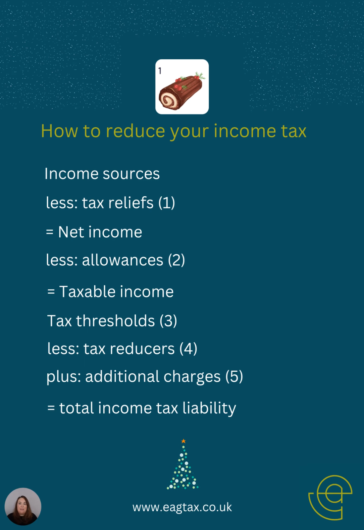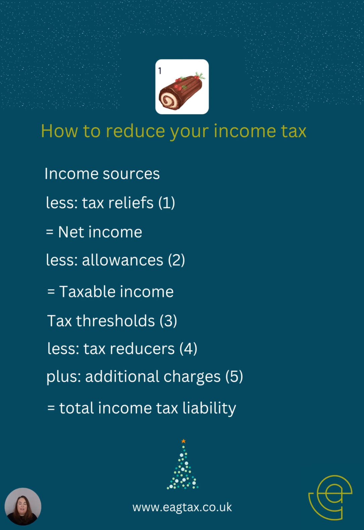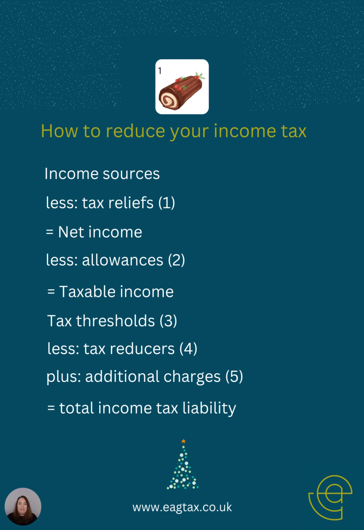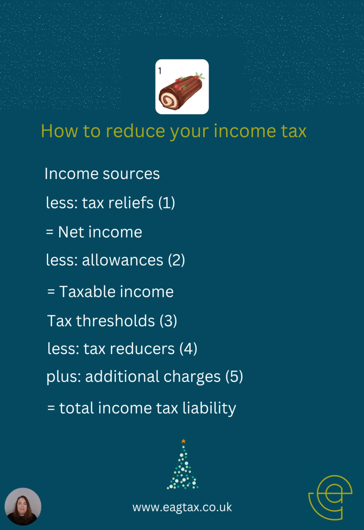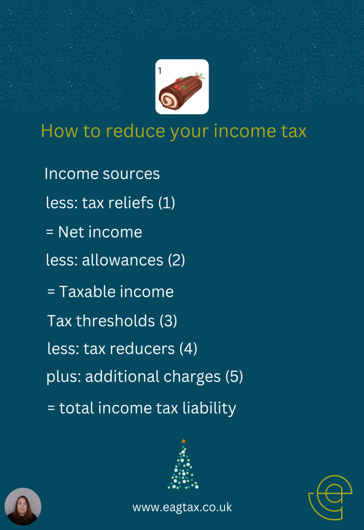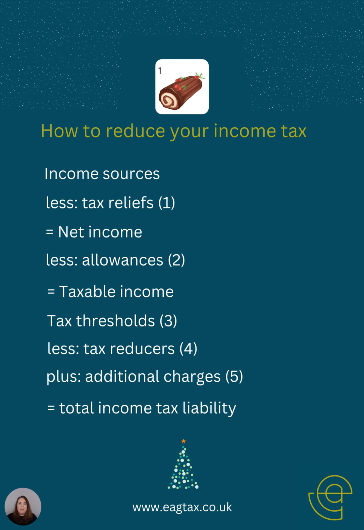For day one, we begin with outlining the basics of reducing your income tax position. Once you've collated your various income sources together, the first set of tax reliefs to consider at point 1 includes certain losses, interest payments, and non-cash gifts to charitable organisations.